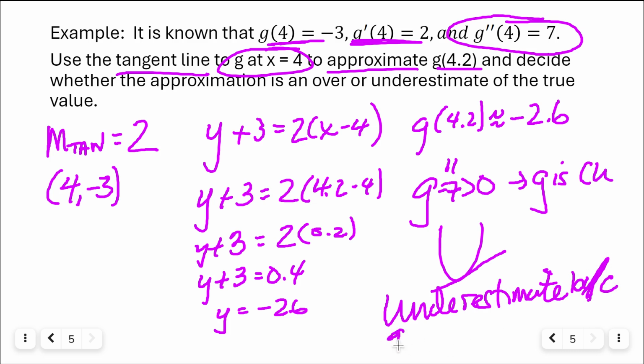Because g is concave up. And that's my answer. And that's all there is to this. You're basically taking a bunch of things we already know, piecing them together and making something new.